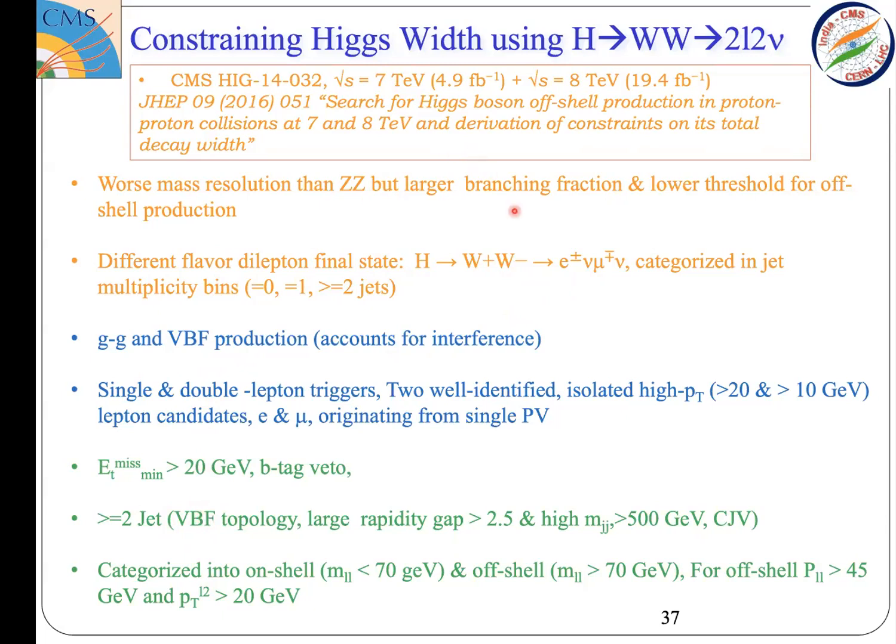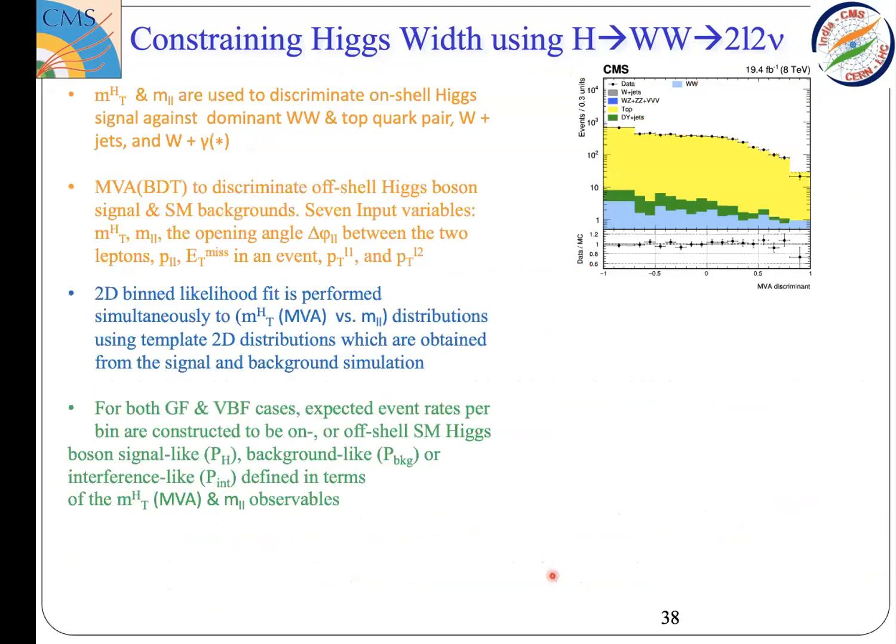In general, in this analysis, remember the VBF one has a large rapidity gap between the jets, greater than 2.5, high invariant mass, and a central jet veto. So it basically utilizes that. And then the on-shell and the off-shell regions were defined. The analysis was very similar to ZZ, except that since we have a lot of background, one will have to take care of that.